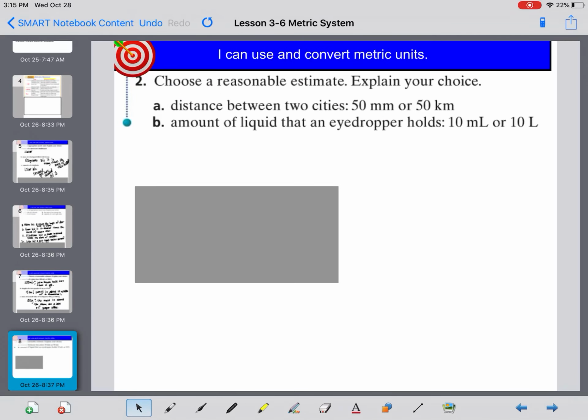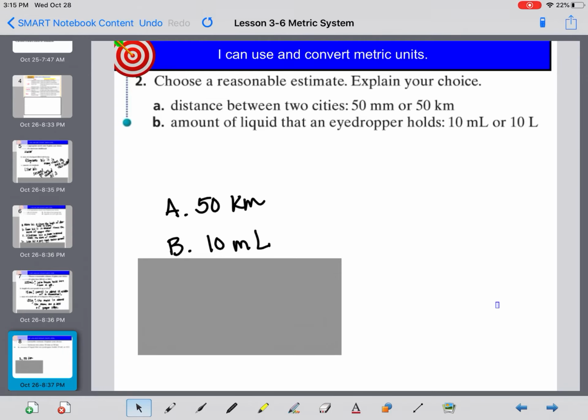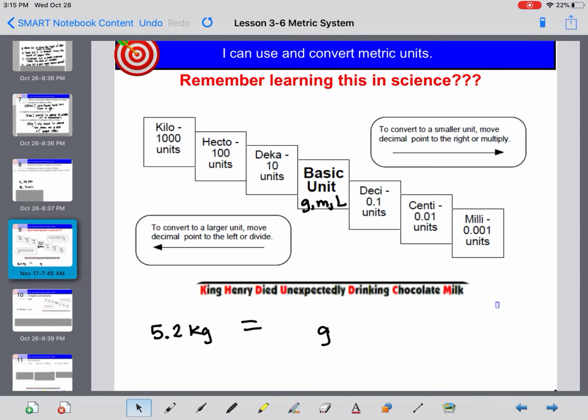Now you try. Pause the video and see if you can do these two independently in the same manner that we just did those together. Letter A, the distance between two cities. I thought 50 kilometers because a kilometer is a little more than half a mile. A millimeter is pretty small. It's only the width of a dime. So you wouldn't want to measure the distance between two cities using such a small measurement. B, the amount of liquid that an eyedropper holds. I selected 10 milliliters because 1 milliliter is about 5 drops of water.